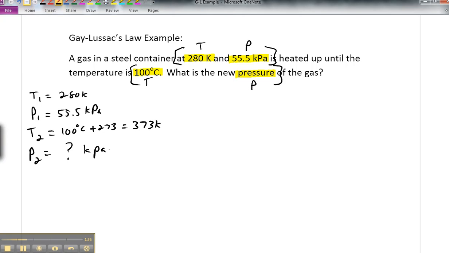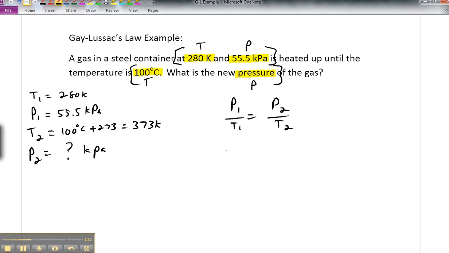Now since we're looking for the pressure, we're going to keep that on top, and we're going to use Gay-Lussac's law, which is P1 over T1 equals P2 over T2. And now let's plug in our values and solve.